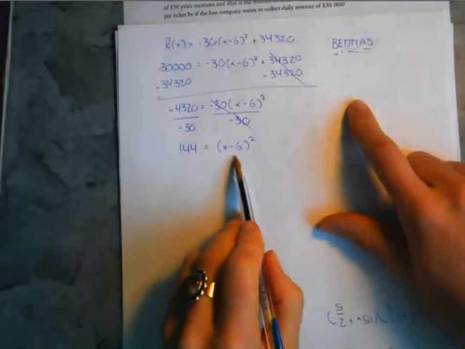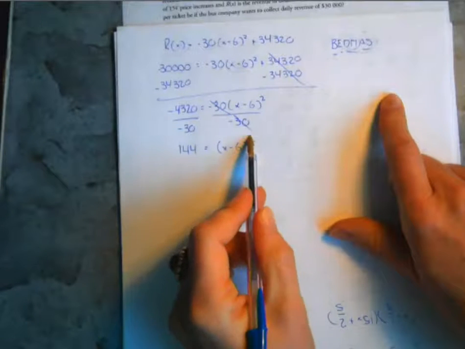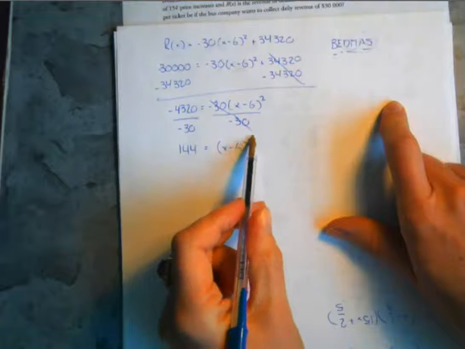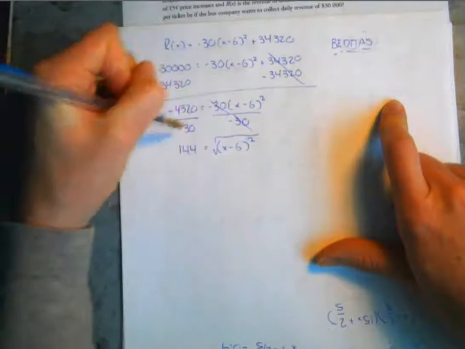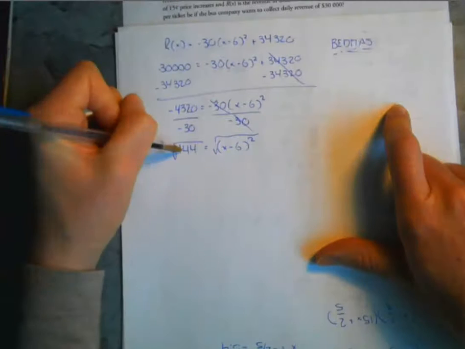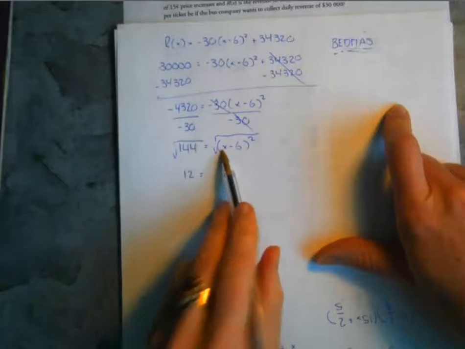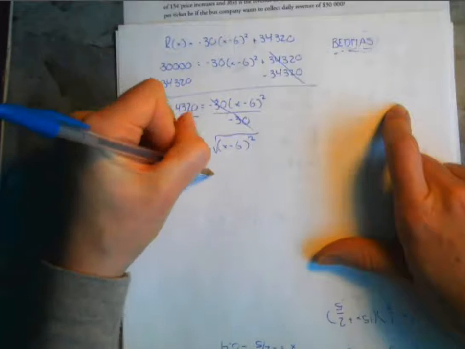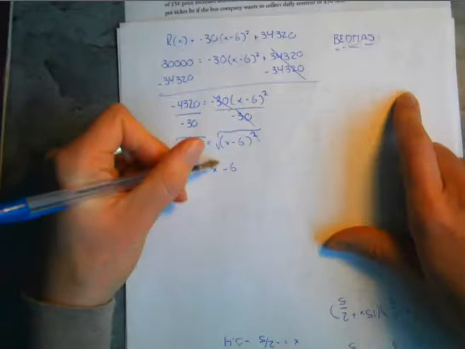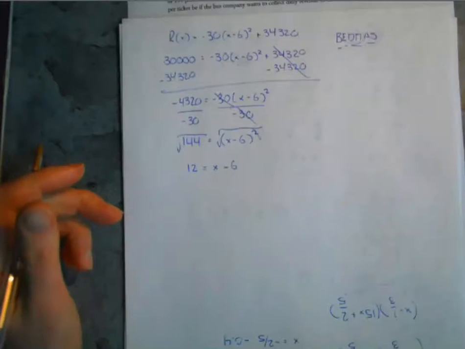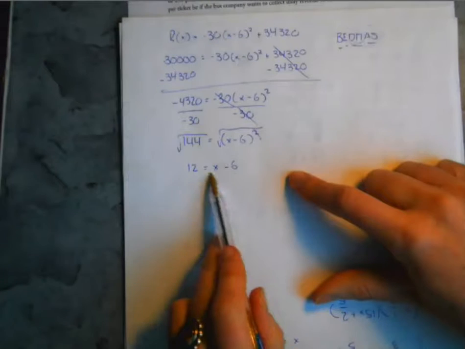Okay, now what else do we need to look at? The next thing is exponents. We have an exponent here outside the bracket and we want to get rid of it. What is the opposite operation of something being squared? Well, the opposite operation is to square root it, and then we have to do that to both sides. The square root of 144 is 12. And if you square root a squared bracket, you just end up with what's inside the bracket. So it's going to be x minus 6, right? Because the square root undoes this squaring. So now we have 12 equals x minus 6.